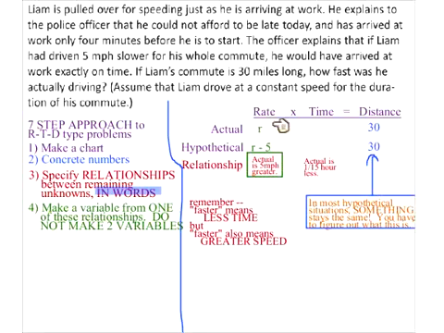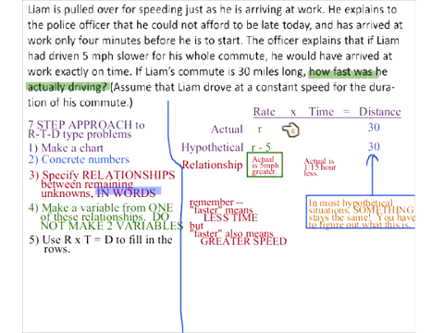The reason I'm choosing R for actual here is because that's what they're asking. So how fast was he actually driving? So let's put a variable for that. Now, here's the little secret: you don't need a second variable, right? Because you have a relationship. It's called R times T equals D. So use R times T equals D to fill in the rows.